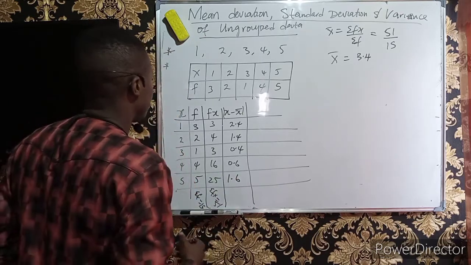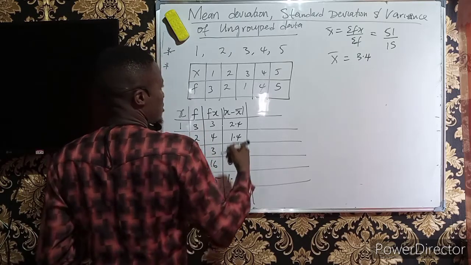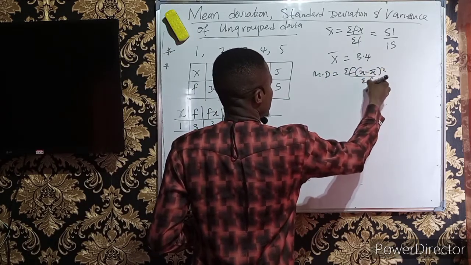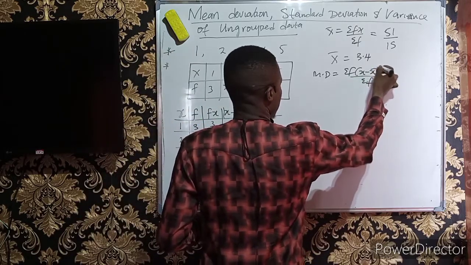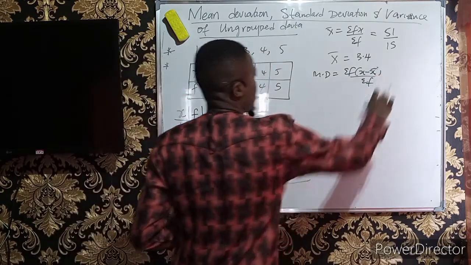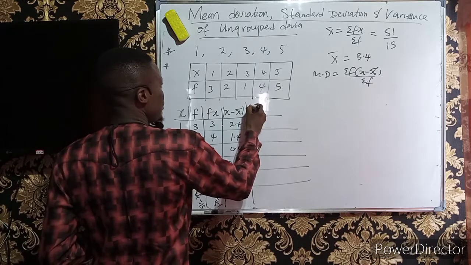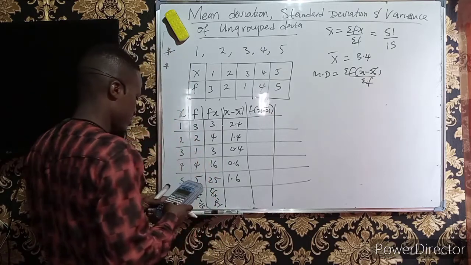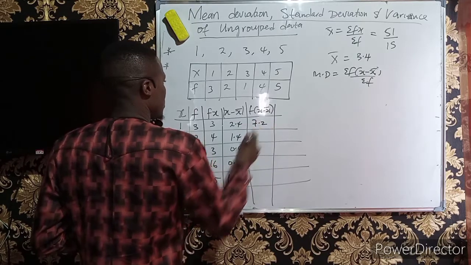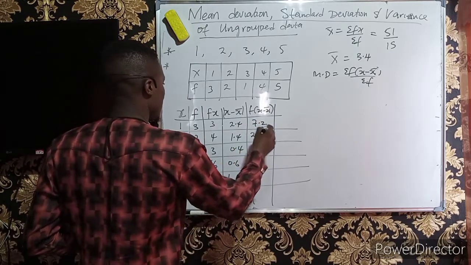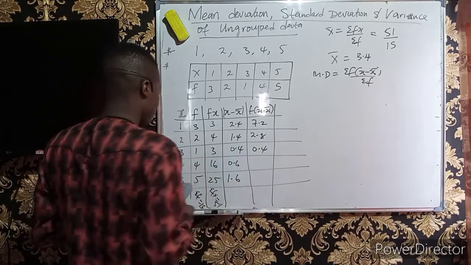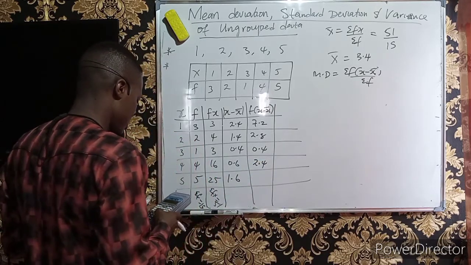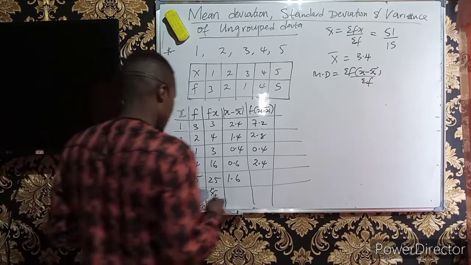Okay. Now, let us multiply by f, because the mean deviation is summation f into the absolute value of x minus x bar, all over summation f. So no squared for mean deviation. So let's get f into x minus x bar for our mean deviation. 3 times 2.4 is 7.2. 2 times 1.4 is 2.8. 1 times 0.4 is still 0.4. 4 times 0.6 is 2.4. Then 5 times 1.6 is 8.